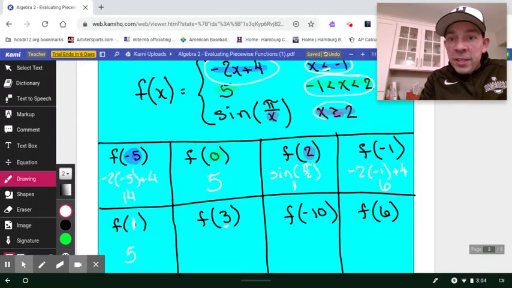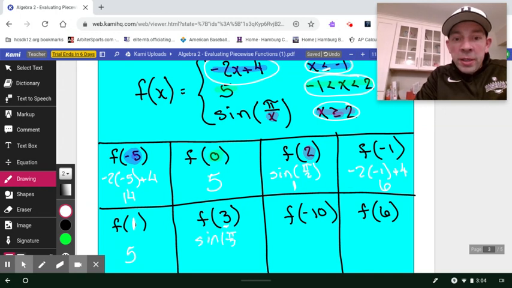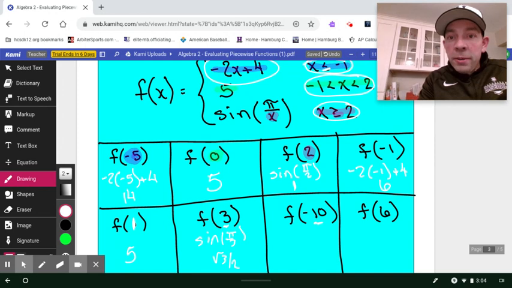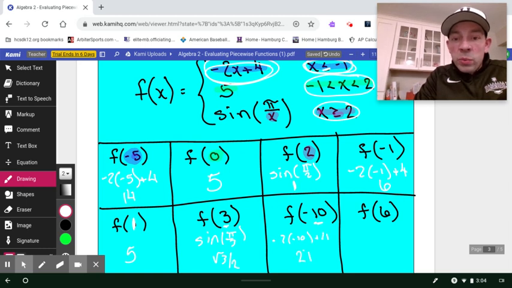3 falls in this domain. So we're going to evaluate the sine of pi over 3, which is the sine of 60 degrees, radical 3 divided by 2. So there's my answer. How about negative 10? That falls up here, so we're going to use negative 2x plus 4. Watch that, negative times a negative, so your answer is going to be 24.